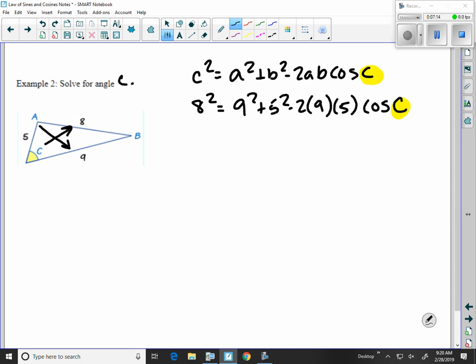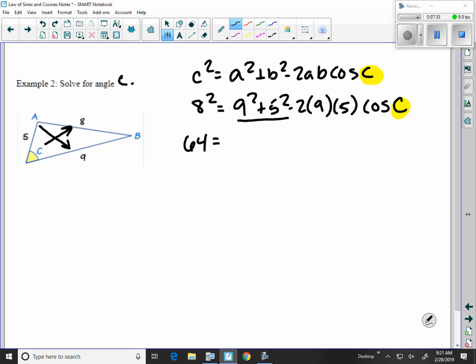Okay, now this is where our steps are different. Once we fill it in, it's different for an angle. We just have to simplify a lot of things. Okay, so we're going to go ahead and simplify our 8 squared, which is 64. Then we're going to simplify our 9 squared plus 5 squared.